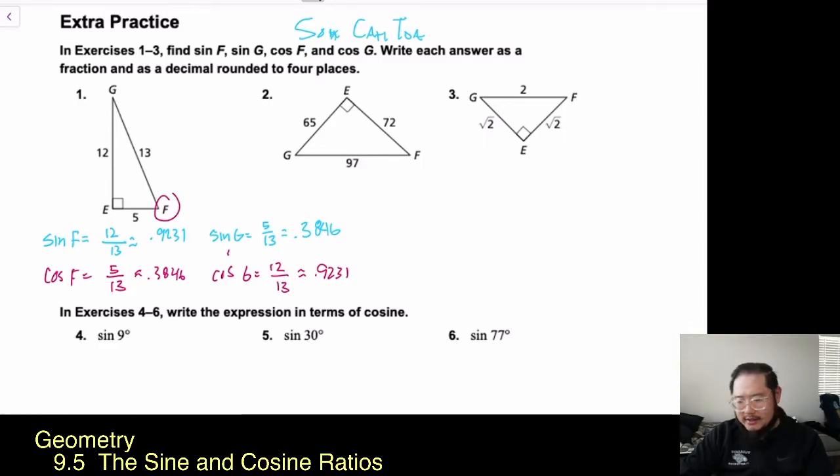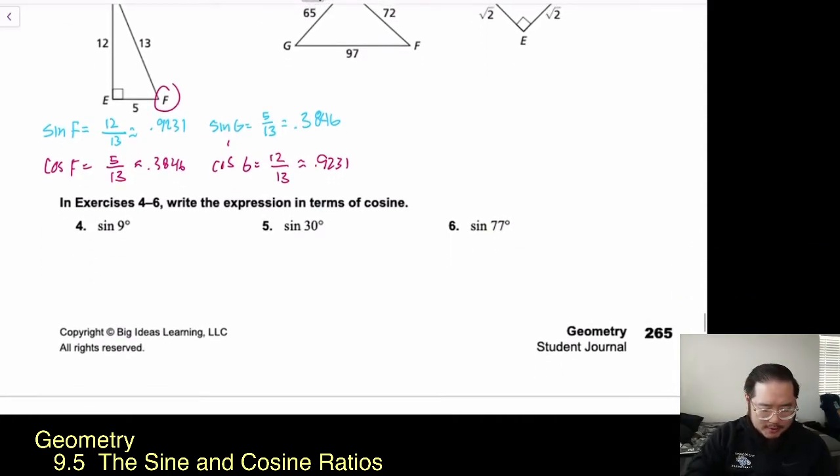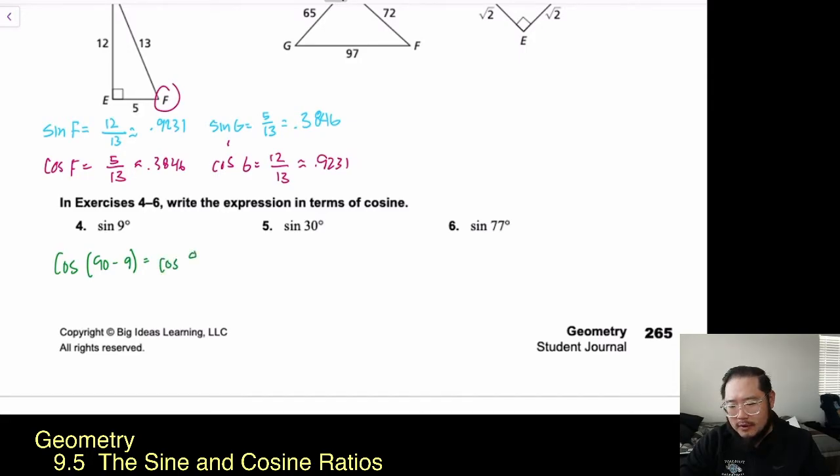so let's go ahead and move on right here. And let's take a look at number 4. It says, write the expression in terms of cosine. Okay, so remember, we learned about the sine and cosine of complementary angles. And so what we can do right here is say that the sine of 9 is equal to the cosine of 90 minus 9. So this is going to be equal to the cosine of 81. Remember, cosine of 81 and sine of 9 are equivalent. And if you were to put that in your calculator, you'll realize you get the same answer.